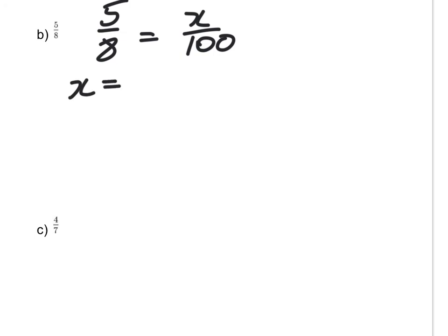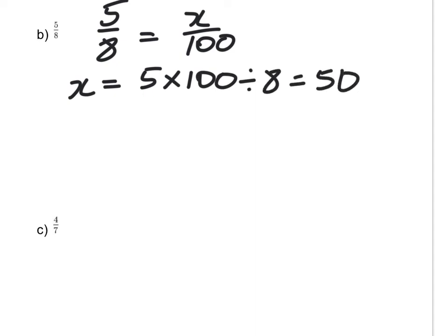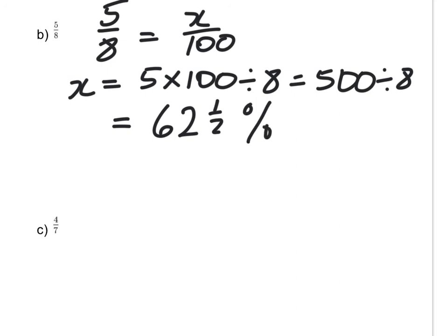So have a look at this one. 5/8. So what do you do? You write 5/8 equals x over 100. Multiply your diagonals. 5 times 100 divided by 8, which is 500 divided by 8. Now we should be able to divide 8 into 500. And if you do, you're going to find out that your answer is 62.5, so 62.5%. Okay?